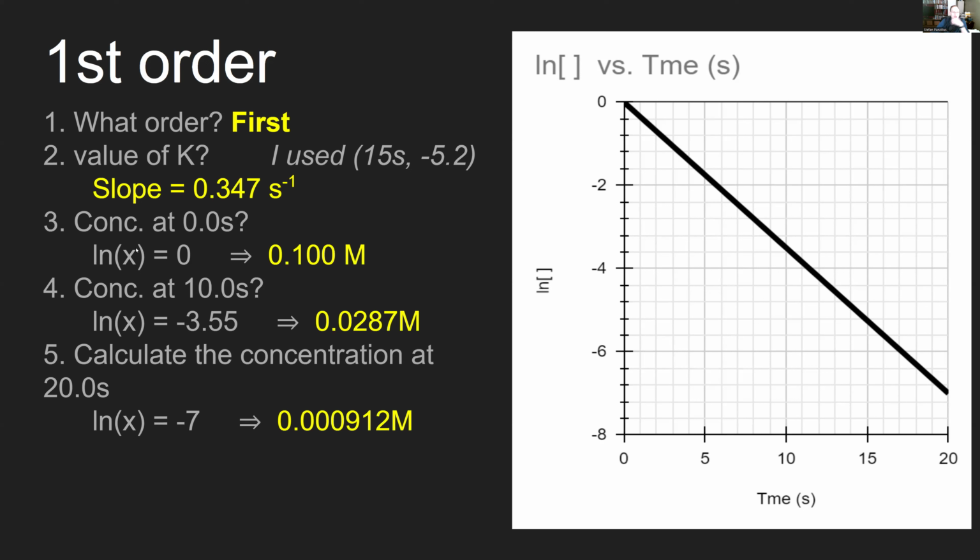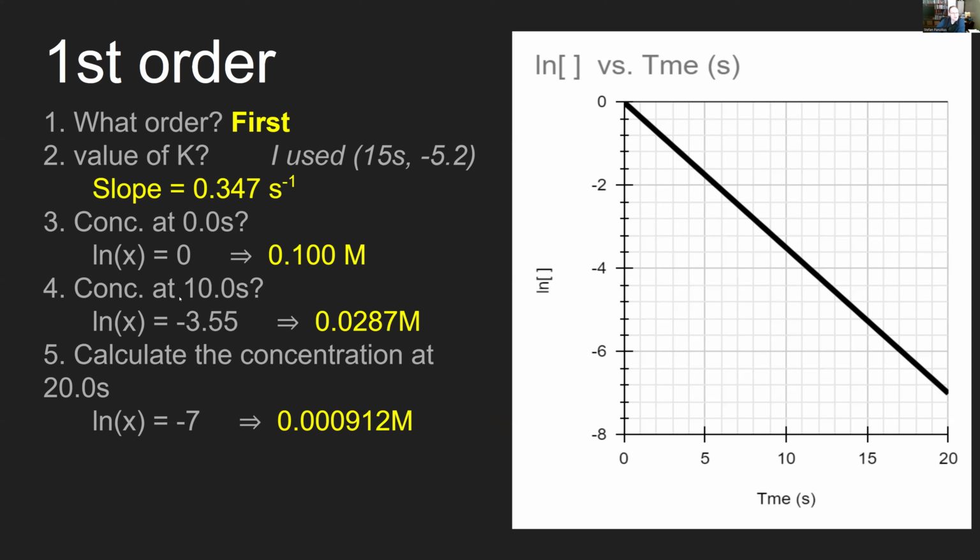So the concentration at time 0. At time 0, it's 0. So the natural log of x is equal to 0. What is the value then for x? Well, I have to raise e to the 0th power, and when I raise e to the 0th power, I get an answer of 0.1 molarity. Excuse me, it should be 1 molarity, not 0.1 molarity. My mistake.